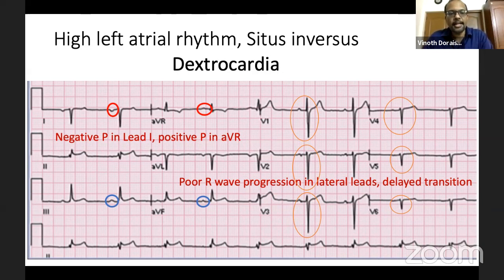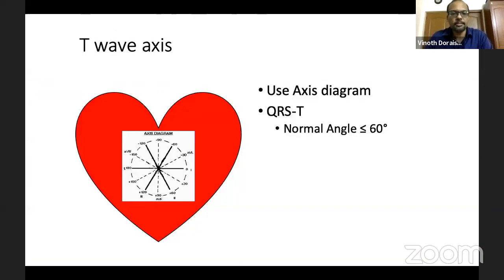And then you have the high left atrium situs inversus dextrocardia, where you have the poor R wave progression and the delayed transition. Okay, so this is an example of situs inversus with levocardia and dextrocardia, which we're able to find out from the ECG.